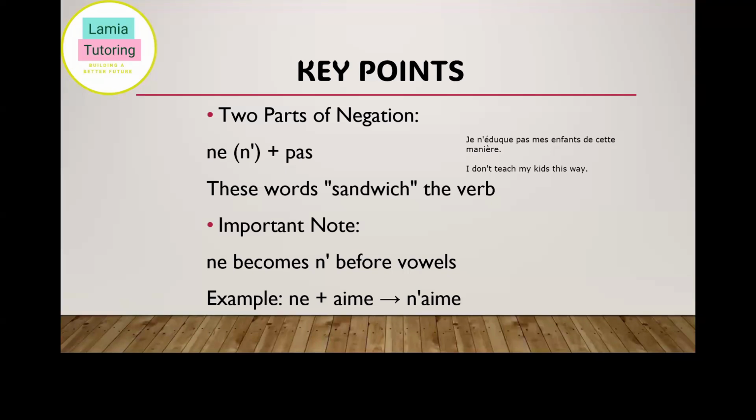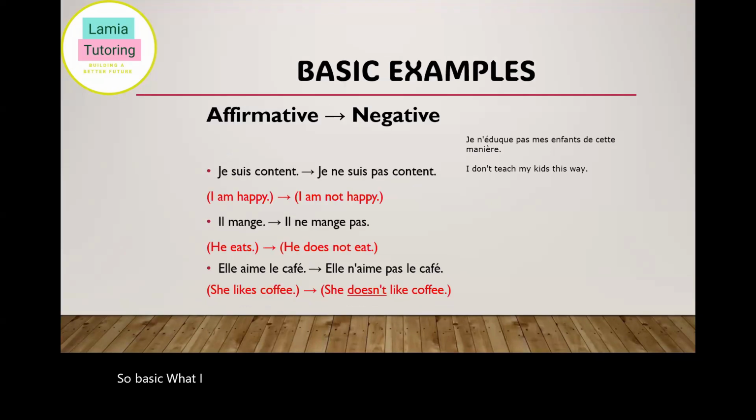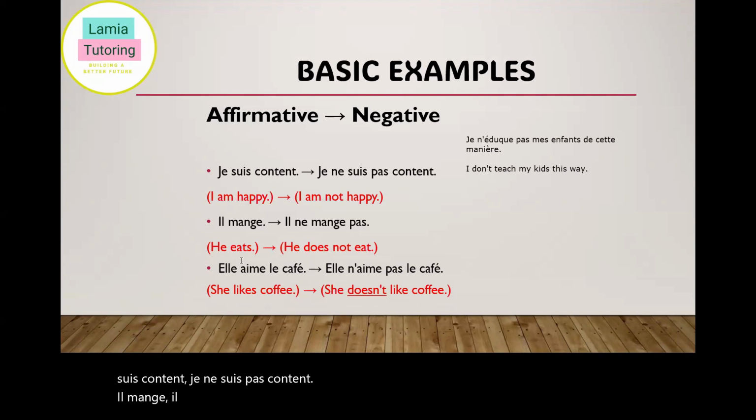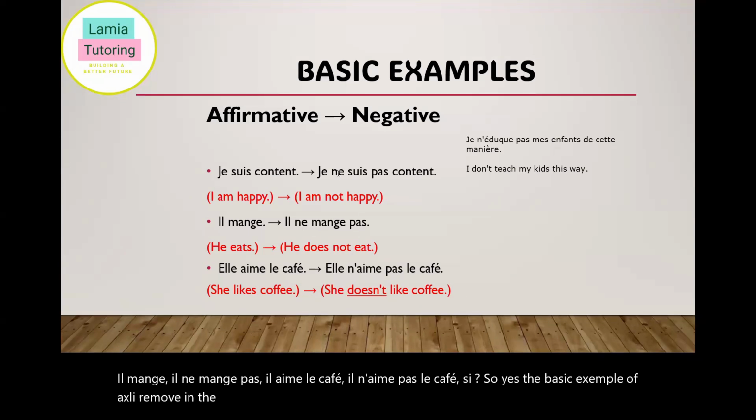So basically what I wanted you to know about is, these are some basic examples of it. Like, how do you move from affirmative to negative? So, je suis content, je ne suis pas content. Il mange, il ne mange pas. Il aime le café, il n'aime pas le café. See? Yes, it's the basic example of actually removing the E over here, but these are the other examples from me wanting you to have some vocabulary, kind of.